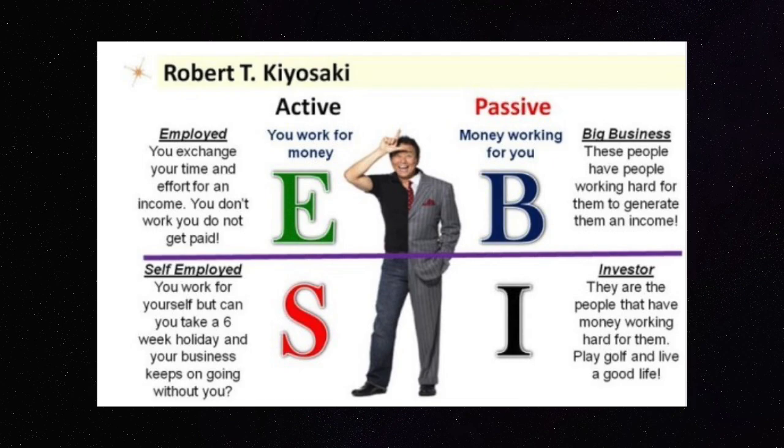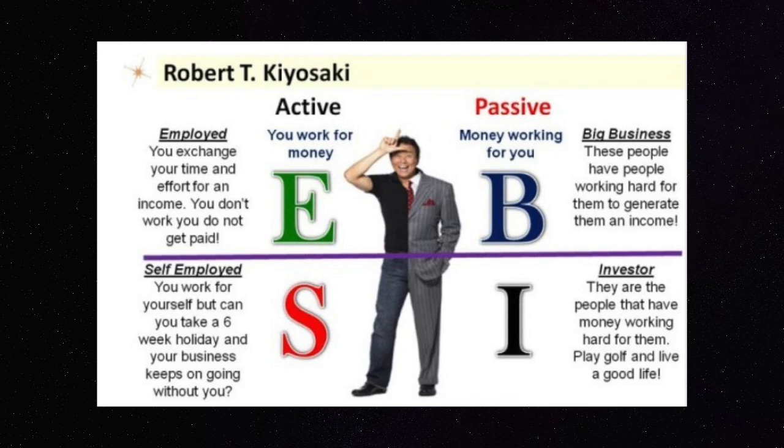Moving to the right side, we enter the B quadrant, which stands for business owner. Unlike the S quadrant, business owners in the B quadrant have systems and people working for them. They don't have to be present to make money. It's like owning a gym full of treadmills that others run on, generating income for you.